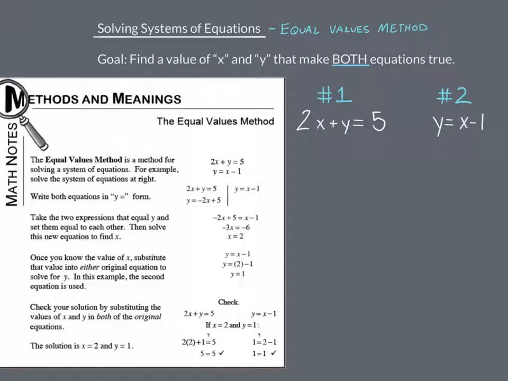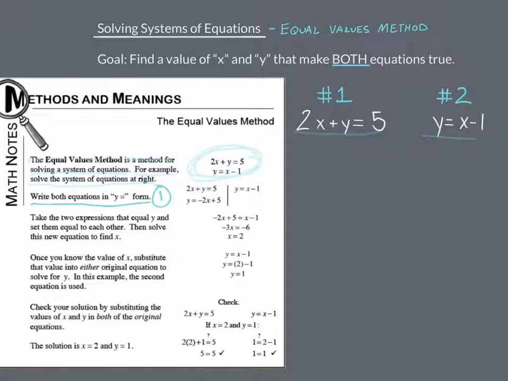So first off, let's start reading, and it says that the equal values method is a method for solving a system of equations. For example, solve the systems of equations at the right. We're going to be solving these ones right here, and I've written them down for us over on the side. Our first step, number 1, is to write both equations in y equals form.